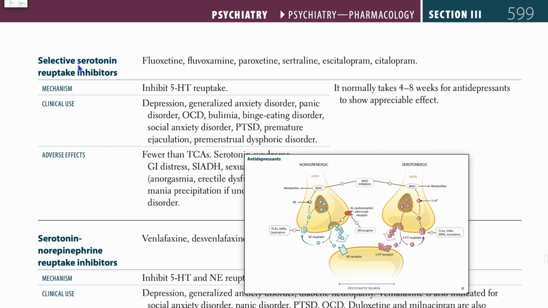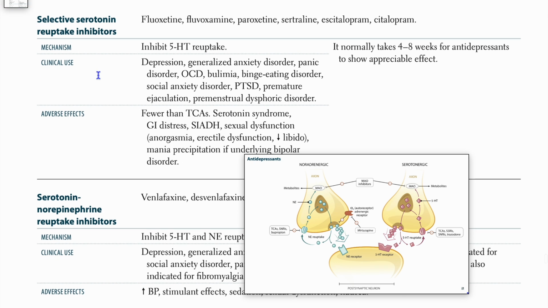SSRIs, or selective serotonin reuptake inhibitors: fluoxetine, paroxetine, and sertraline. These ones are the important ones. The prams, right? Escitalopram and citalopram, and sertraline. Those are the important ones. So the mechanism is that it inhibits 5-HT reuptake. So 5-HT reuptake is inhibited by SSRIs.